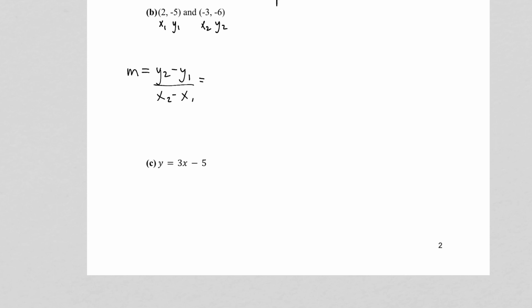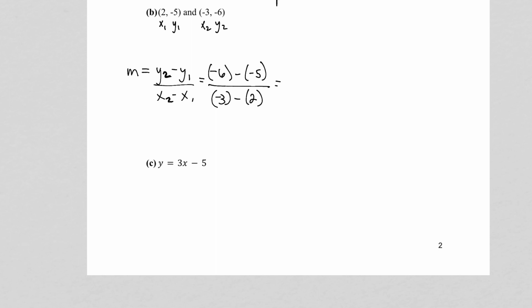So you want to make sure that you use the coordinates in the proper order. So notice when I wrote my formula, y2, x2 comes first. So you want to make sure that when you substitute that in, that you maintain that x2 and y2 come first. So we have -6, I'm going to put it in parentheses as I usually do when I substitute, -6 minus -5 over -3 minus 2.